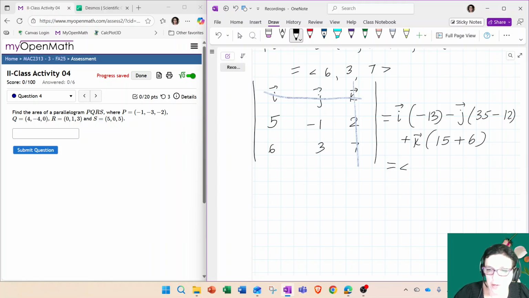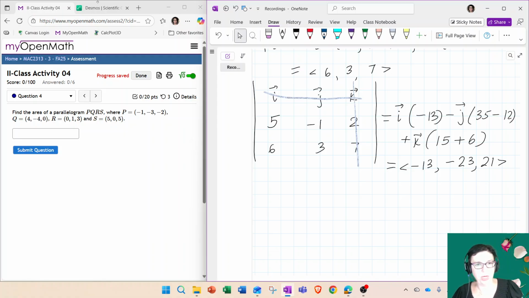Okay. So my final answer is -13. This is going to be 35 minus 12, so that's 23. But because the J component always comes with a negative, that's going to be minus. And then this is 15 plus 6, that would be 21.